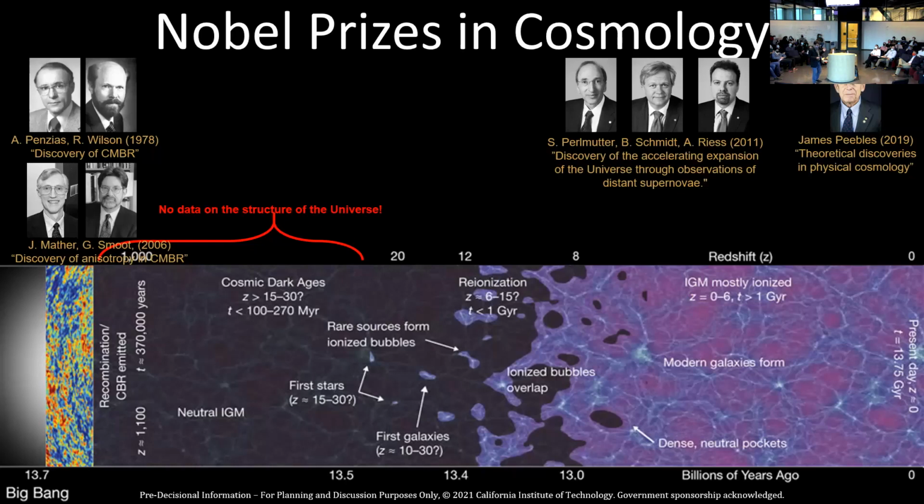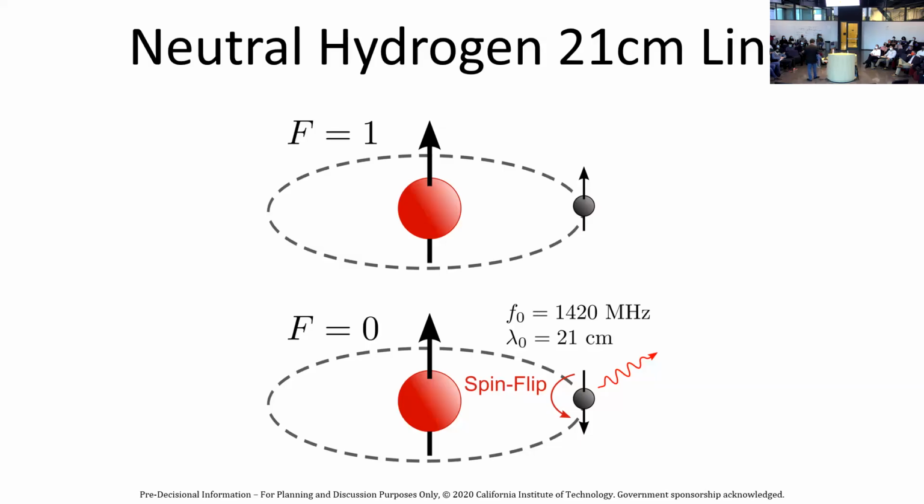I also like to show this picture to say that every part of the universe that we have observed has given rise to Nobel Prizes. There are a lot of Nobel Prizes given out for CMB research, a lot about the structure of the universe. Prizes in astrophysics have been given, but there is no Nobel Prize in the region which we're trying to observe. So what is it that we are trying to observe in this picture?